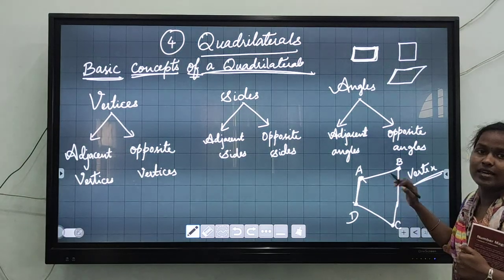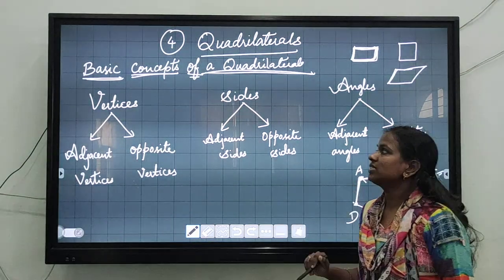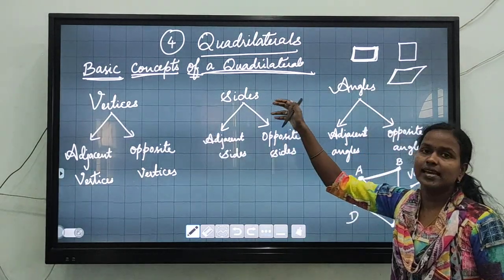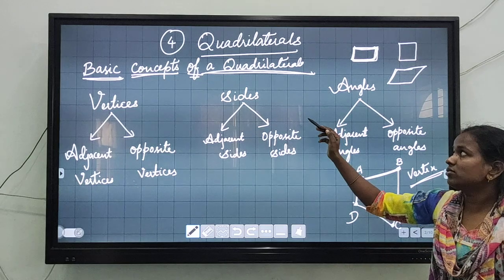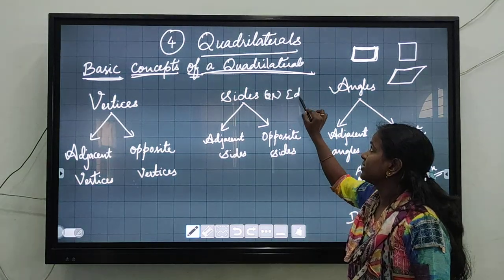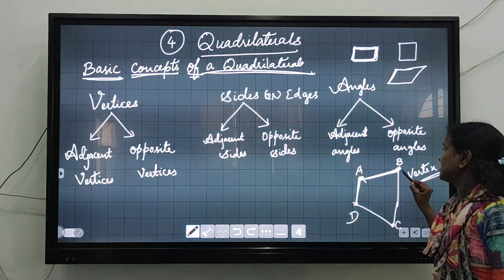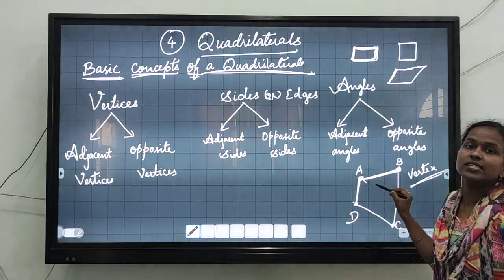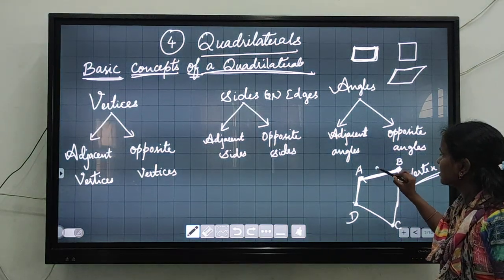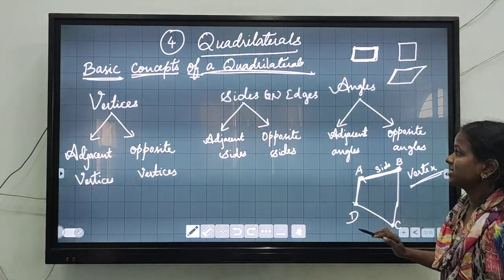Adjacent means next vertex. The next vertex is called an adjacent vertex. Next one is sides. In mathematics, instead of sides we can also use edges. Edges and sides are the same. If any line segment connects 2 points, that is called a side or an edge. So this line segment is called a side.